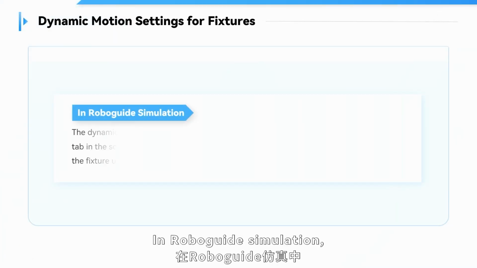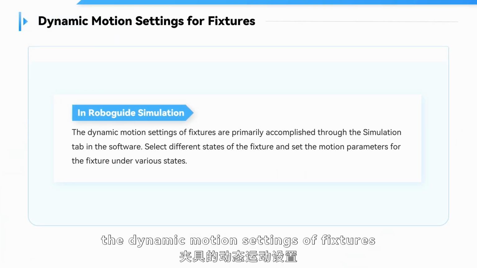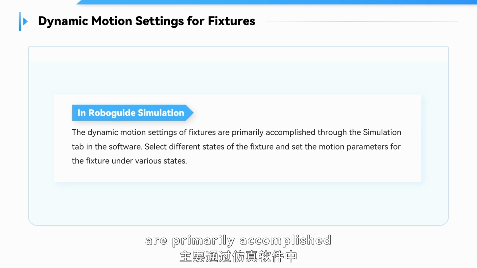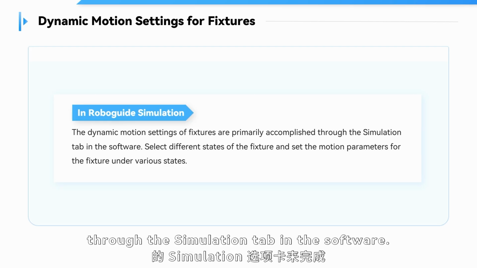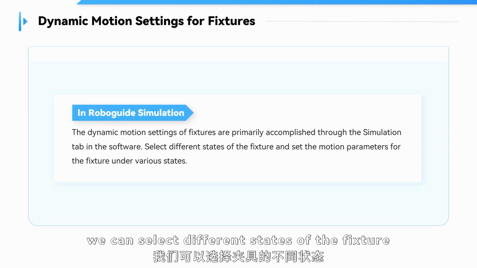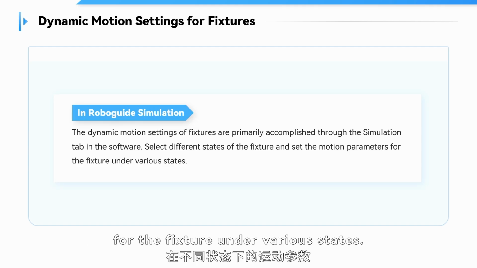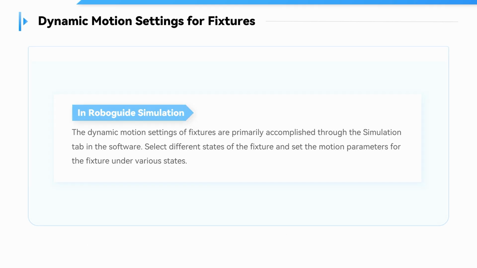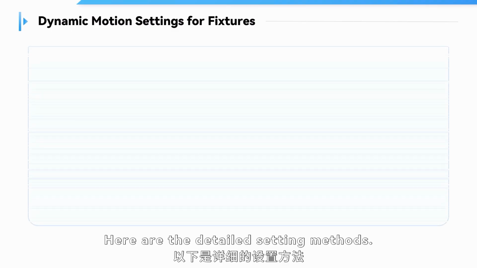In RoboGuide simulation, the dynamic motion settings of fixtures are primarily accomplished through the Simulation tab in the software. Within this tab, we can select different states of the fixture and set the motion parameters for the fixture under various states. Here are the detailed setting methods.